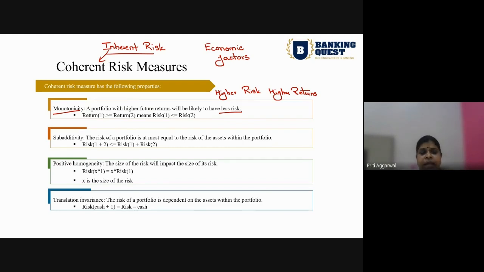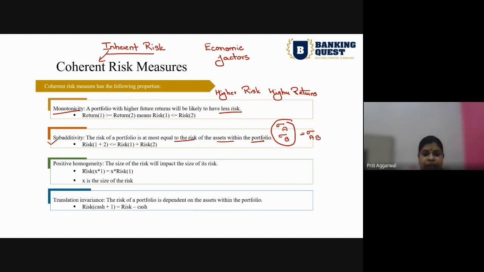Sub-additivity, what it says is, and this is something which we had already discussed, the risk of a portfolio is at most equal to the risk of the assets within the portfolio. So if they are uncorrelated assets, if there is no correlation that prevails in the assets, then for a portfolio of asset A and asset B, it will be nothing but a summation of the individual risk of A and B, right?